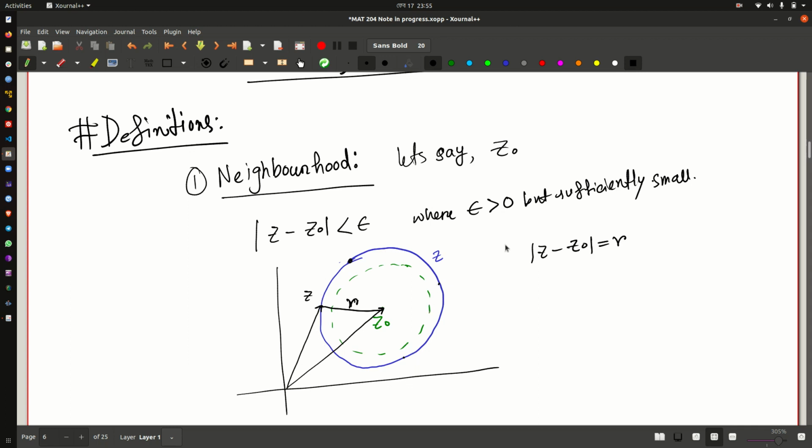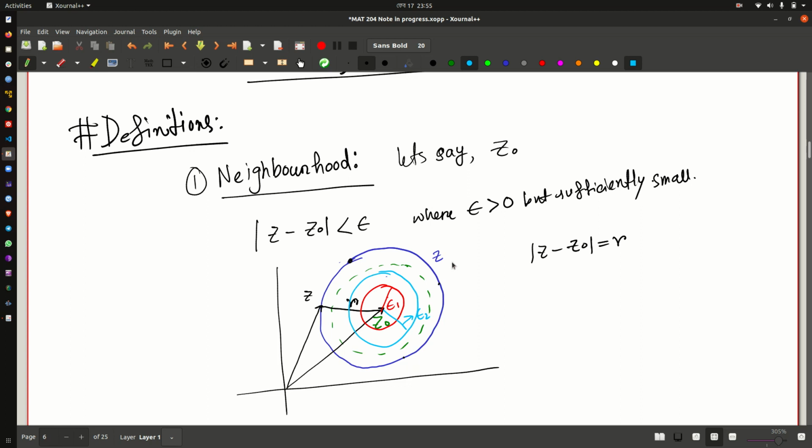Now you can draw another circle that has a radius less than this r. So if you draw a circle like this, this is a neighborhood. Let's call this epsilon 1. You draw, let's say, another circle like this. This is epsilon 2. This is another neighborhood. So this is what we mean by a neighborhood. You draw a circle with very, very small radius, and that is defined as the neighborhood.